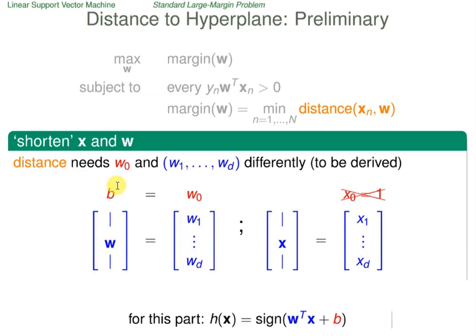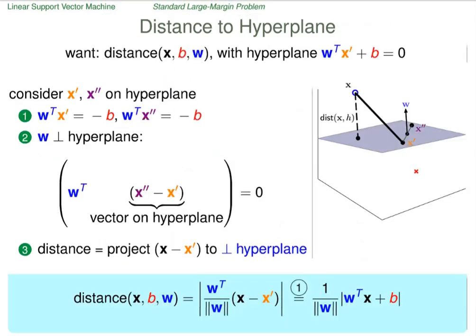Let's next discuss how to compute the margin of any given separating hyperplane so that we can find the one with the maximum margin. To find the hyperplane with a large margin, we need to calculate the distance of the point x to the hyperplane b and w. And let's assume that our hyperplane is equal to the following equation: W transpose x prime plus b is equal to 0.